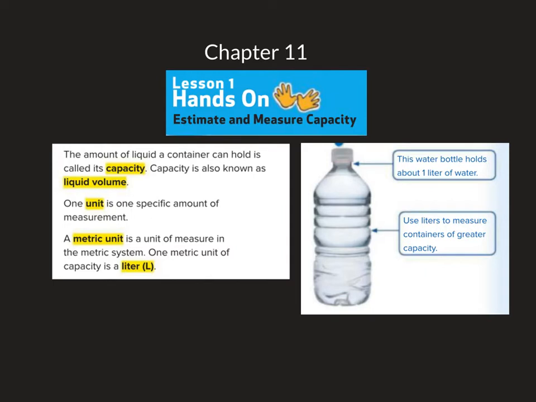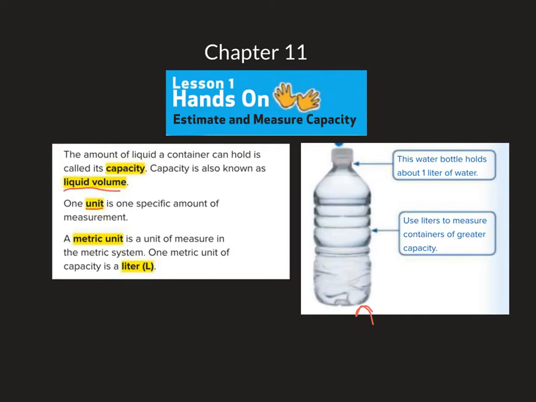Okay, so the amount of liquid a container can hold is called capacity, right? We talked about that when we went through our vocabulary words. So capacity is how much liquid, water, juice, pop, can fit inside of a bottle or container. Capacity is also known as liquid volume, okay?